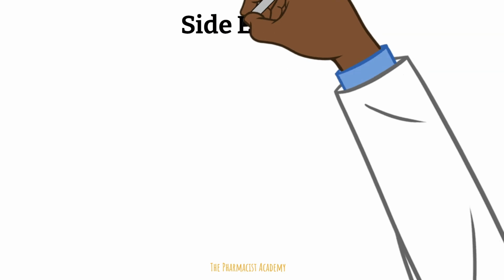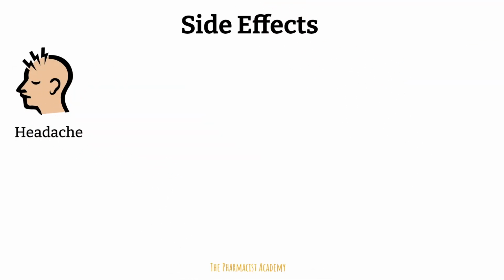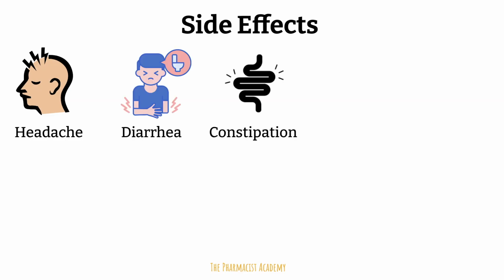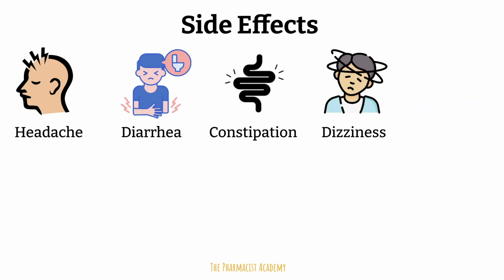Side effects of the H2 blockers include headache, which may be due to the H2 receptor blockade in the brain, and it's usually self-limiting but can be relieved with Tylenol. Diarrhea or constipation because of the changes in the GI motility due to the inhibition of the acid. Dizziness because of the ability to penetrate the CNS, and even confusion, especially in elderly patients on Cimetidine.